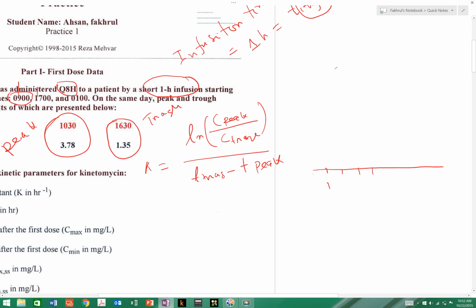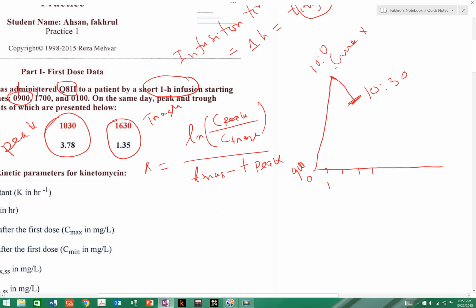So when you administer drug for an hour, you started at 9. You started, for example, 9 am administering drug for an hour. So here you collected peak sample at 10:30. So this is the infusion time, 1 hour, and when you stop, this would be your Cmax, and Cmax is at 10.